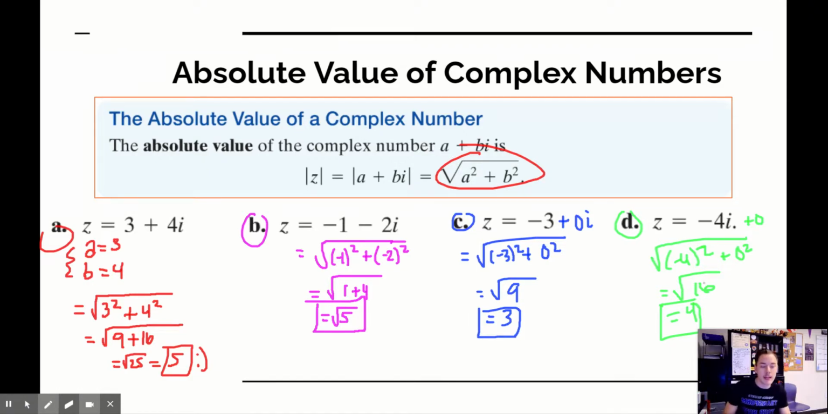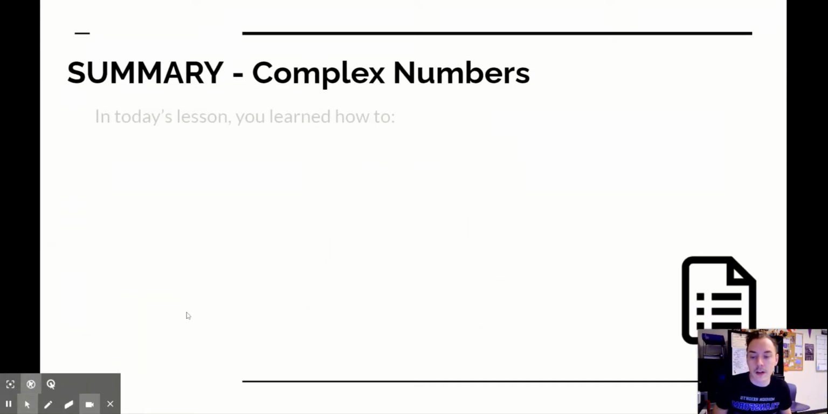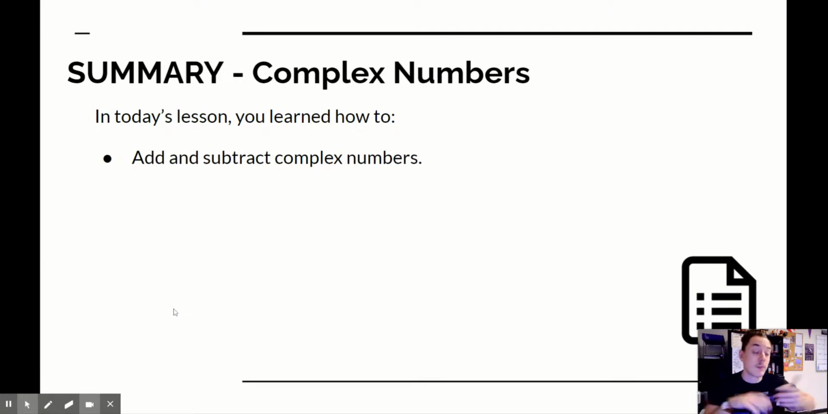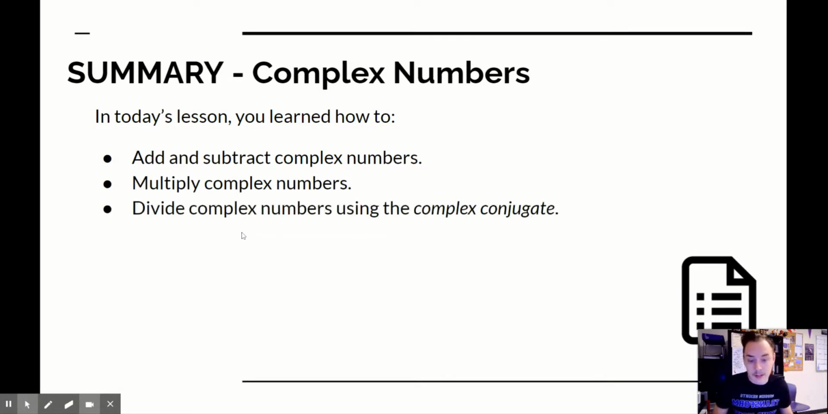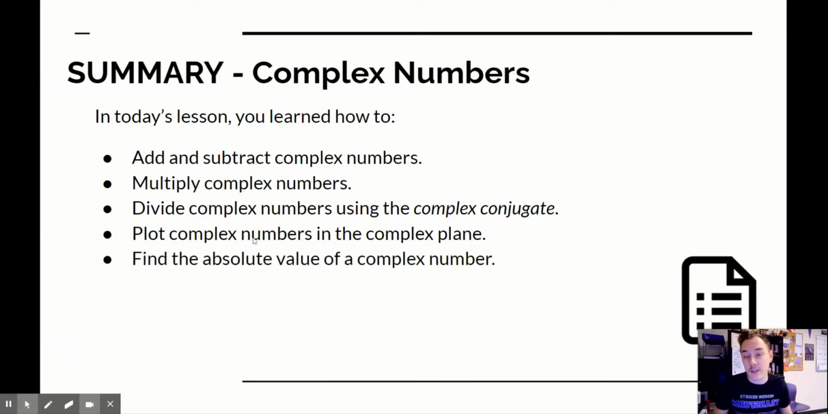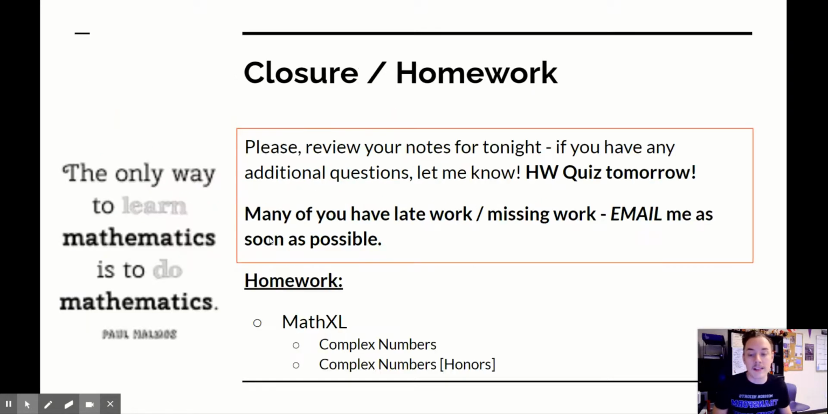You'll probably have 1, maybe 2 questions on the homework quiz concerning those questions, so if you don't understand, just let me know. But I'm going to erase. Let's go to our summary. What did we learn? We learned multiple different things, similar to imaginary numbers: how to add and subtract complex numbers, multiply complex numbers, divide complex numbers using the complex conjugate, plot complex numbers in the complex plane, and also find the absolute value of a complex number. So we did a lot. I hope that makes sense.